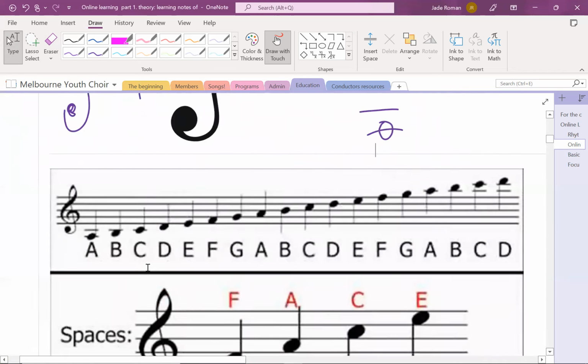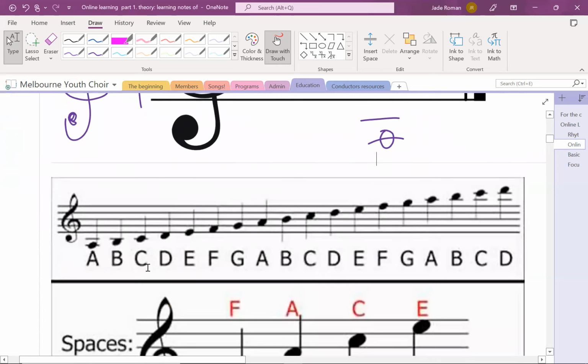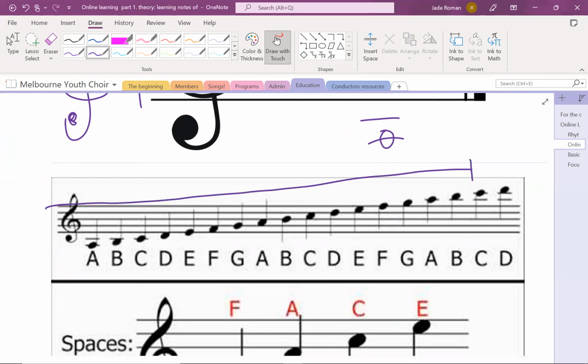So let's have a look. This is just a photograph showing a bunch of notes on the treble clef, and we can see these are all climbing up and up the ladder, and these are going in steps. So this is the same as the alphabet, A, B, C, D, E, F, G, except whenever we get to G, we restart back to A, B, C, D, E, F, G, A, B, C, D, E, F, G.